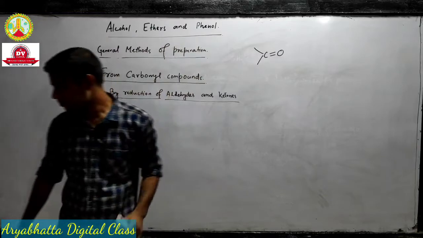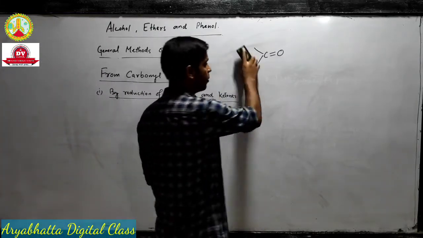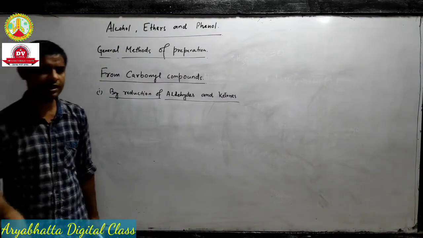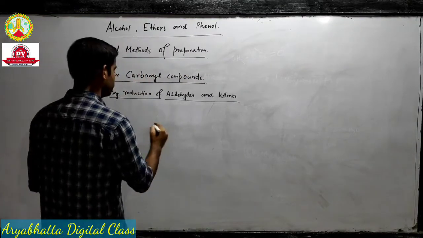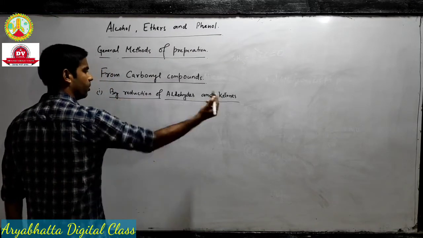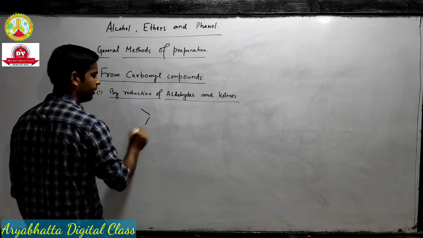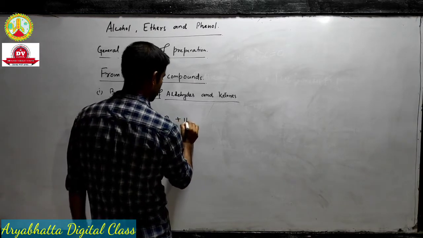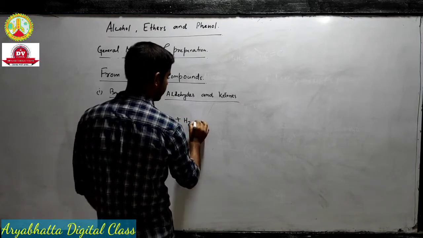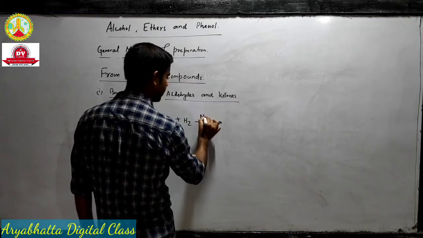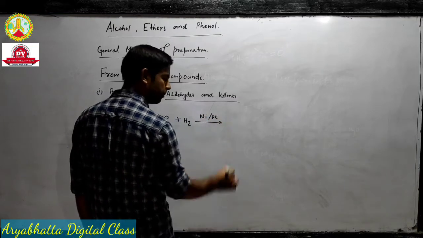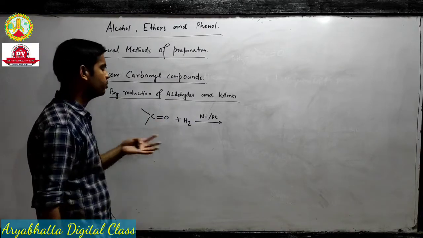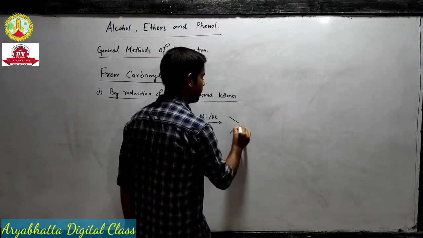This carbonyl group is contained in several organic compounds like aldehydes and ketones. Carboxylic acid also contains carbonyl carbon. So the first method is reduction of aldehyde and ketone. I will write down a general reaction first. Hydrogen in presence of a catalyst like nickel or platinum or palladium. In presence of catalyst, direct hydrogenation can be done. And what will happen?